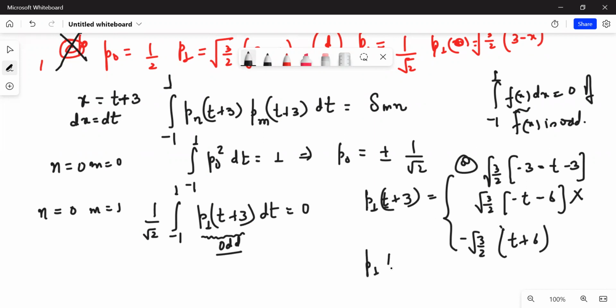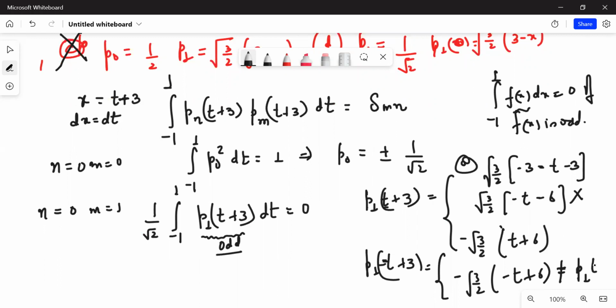If I replace t by minus t, I'll get minus t plus 3 here. And this particular function would then be equal to minus root over 3 by 2 times minus t plus 6. But this is not equivalent to writing minus P1(t plus 3). Because P1(t plus 3) is minus root 3 by 2 t plus 6. If I write minus P1(t plus 3), it will be equivalent to root 3 by 2 t plus 6. But this is not equal to that, because this is minus t plus 6, and the negative of P1(t plus 3) will give you root over 3 by 2 t plus 6. So these both terms are not equal.